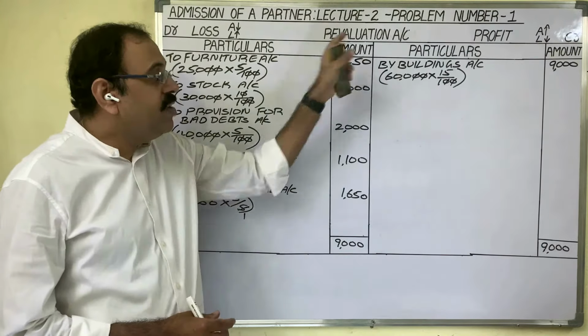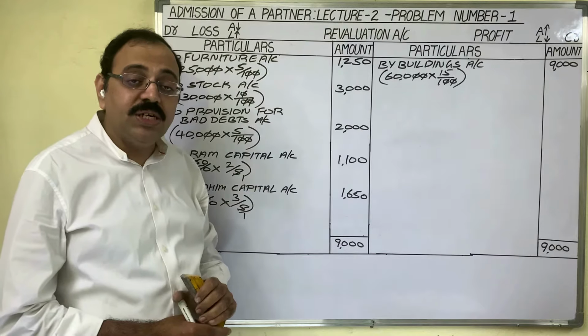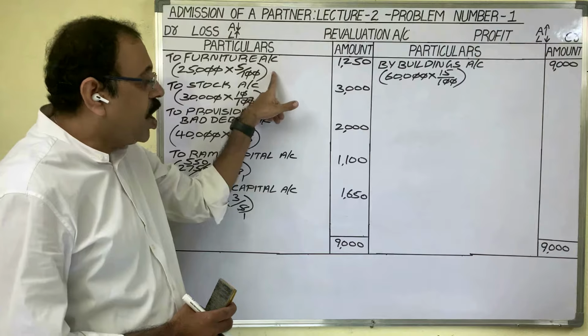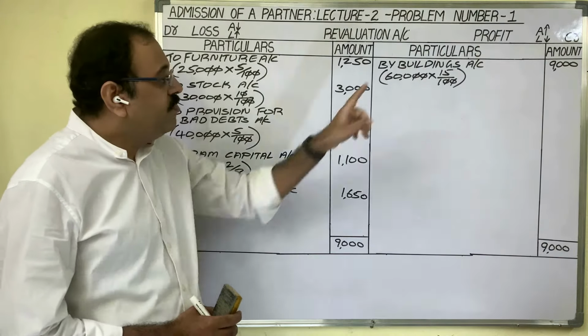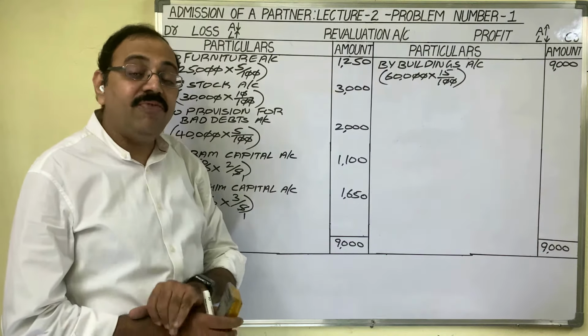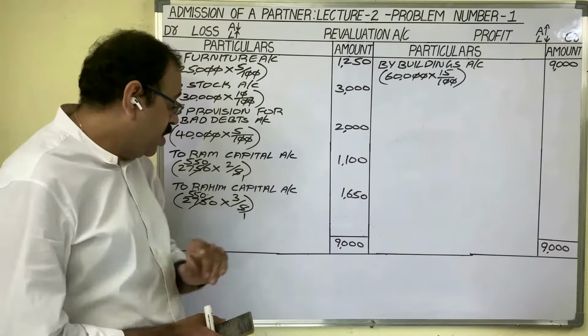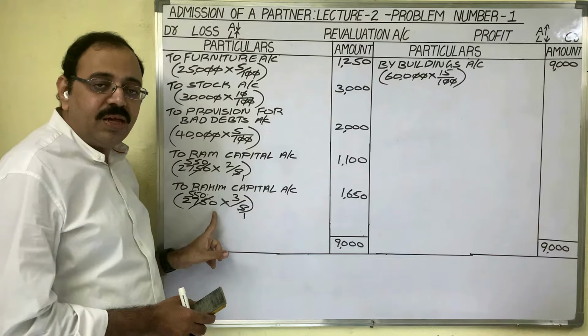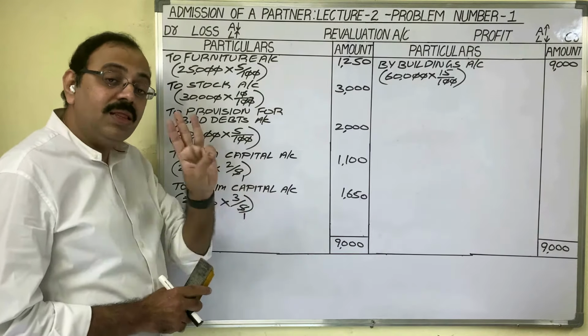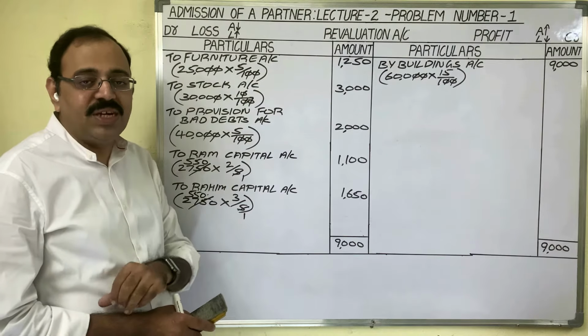Related to revaluation account, in journal we have to pass 3 entries. For revaluation loss, 1 entry. For revaluation profit, 2nd entry. And final revaluation profit, 2,750, we transfer to old partners' capital accounts. For that, 3rd entry. Let us see the first entry.